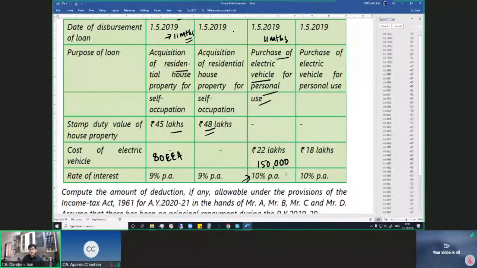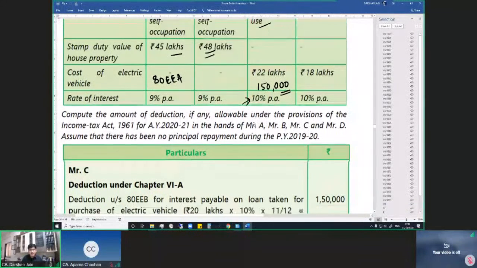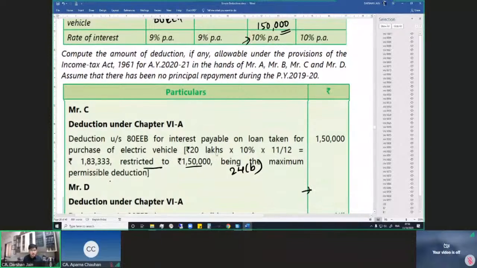We have got a maximum amount of deduction that one could claim under this particular 80EEB is 1,50,000. So although he has paid interest of 1,83,333, yet the maximum amount of deduction is restricted to 1,50,000. 20 lakh rupees into 10% into 11 months. So that is how we computed 1,83,333, which is restricted to 1,50,000.